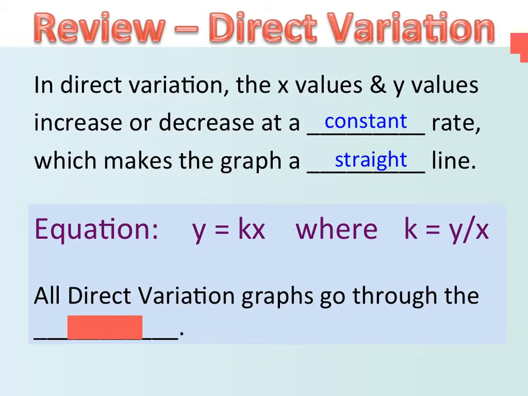We know our equation for direct variation is very similar to slope-intercept form. You've got y equals kx, and k is your constant of variation, and you find k by dividing y by x. Another thing that direct variation has is that all of the graphs go through the origin. So we're going to look at inverse variation, and the word inverse itself, if you think of reciprocal or the inverse property, is basically going to be the complete opposite of what you see for direct variation.